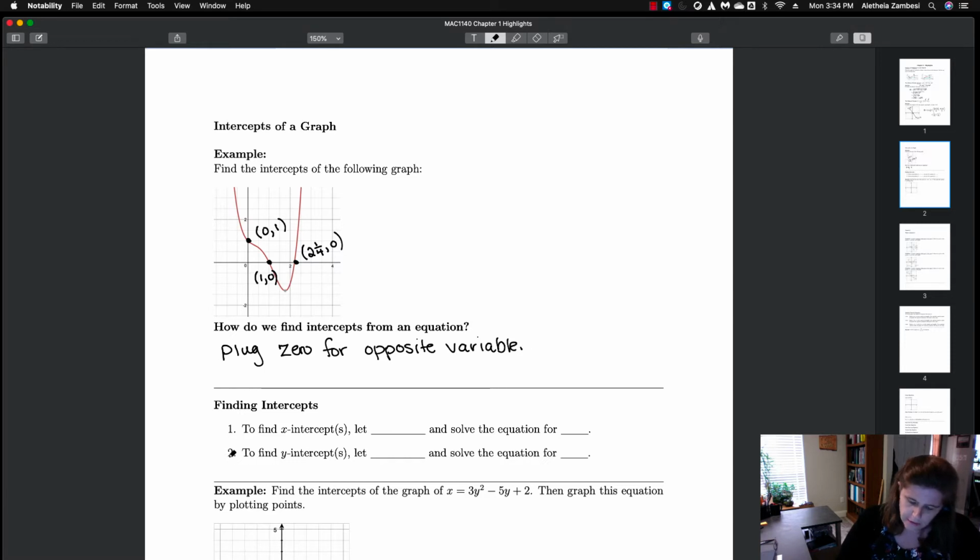That means if I'm looking for the x-intercept, I let y equal 0, and then I solve for x. If I'm looking for the y-intercept, I let x equal 0, and then I solve the equation for y. So I'm always letting that opposite variable be 0.